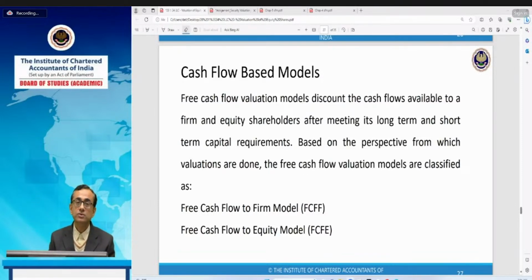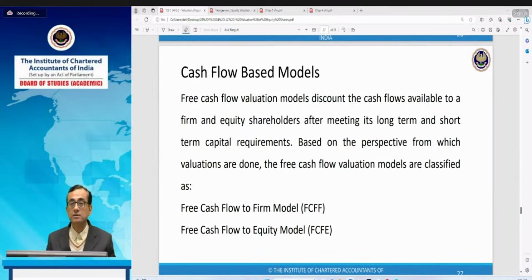Then we came to the concept of nominal cash flow and real cash flow. Nominal cash flow means the cash flow without adjusting for inflation, and real cash flow is the cash flow arrived at after adjusting for inflation. So in valuation of equity shares, the nominal rate of discount is used.